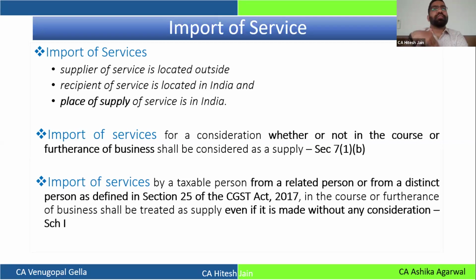But when it comes to distinct or related persons, the one thing you need to make sure of is that it is in the course of furtherance of business. Whether consideration has been charged or not, it doesn't matter. By virtue of Schedule 1, it has been considered to be an import of service. The only condition is that the persons involved in the supply are distinct persons and it is in the course of furtherance of business.